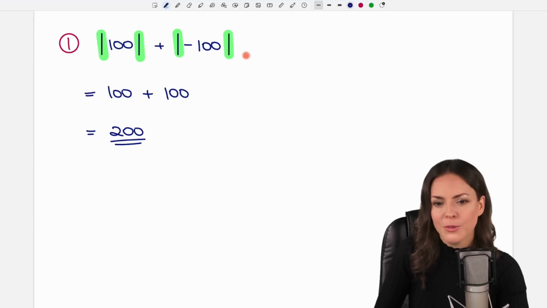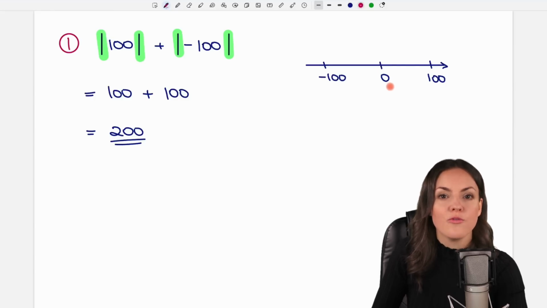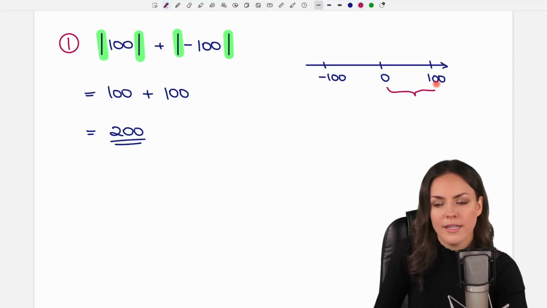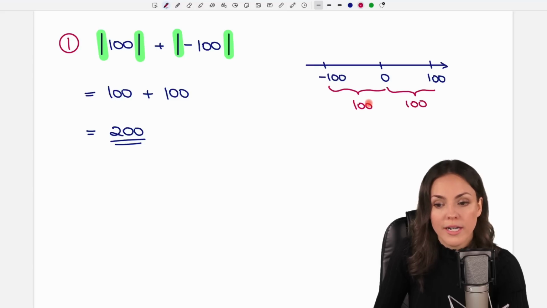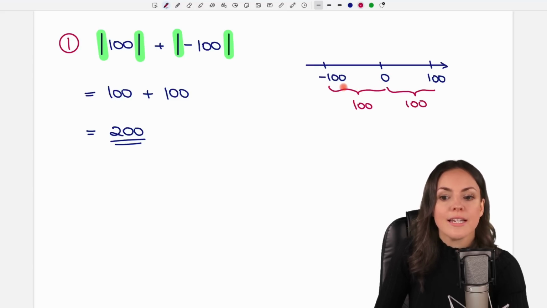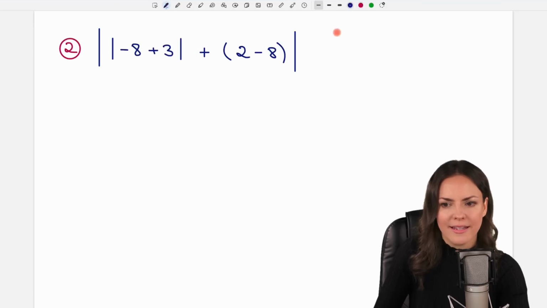To illustrate the absolute value, we can take a look at a number line, put our 0 here, and let's take these numbers, so the 100 here on the right side and the negative 100 here on the left side, and the absolute value represents the distance a number has from 0. So how far is the 100 away from 0? It's 100 steps. And how far is the negative 100 away from 0? It's also 100 steps. So you would walk from the 0 100 steps until you're here. So the absolute value here is the same from these 2 numbers because they are equally distant from the 0. Okay, let's take a look at our second example.